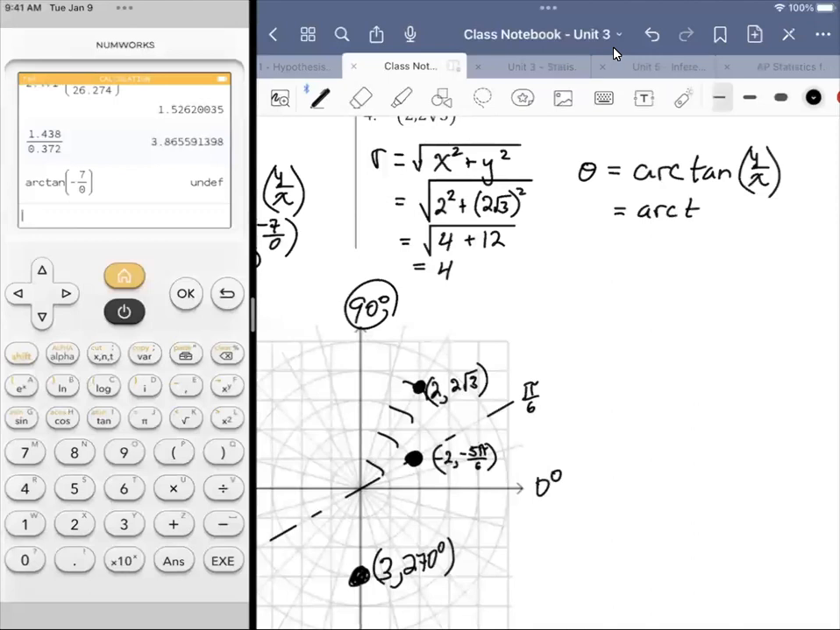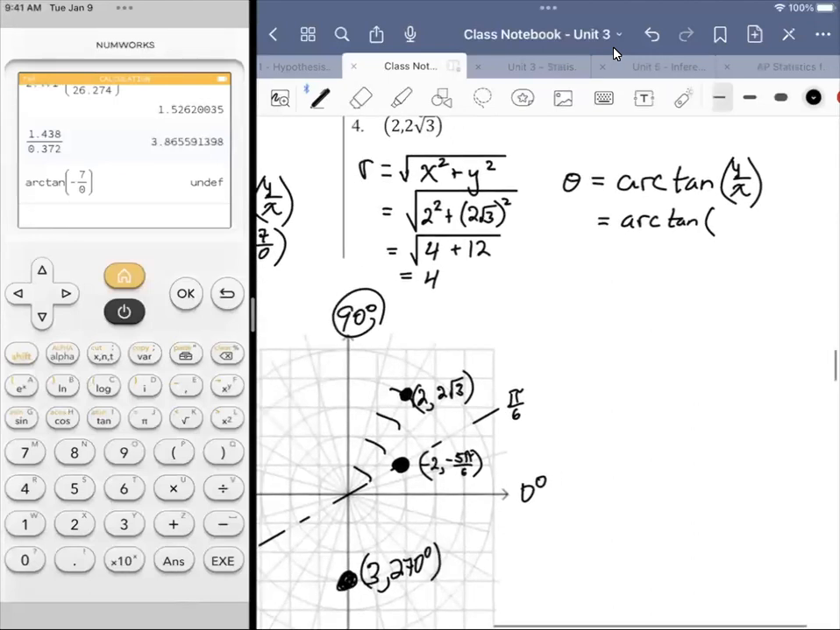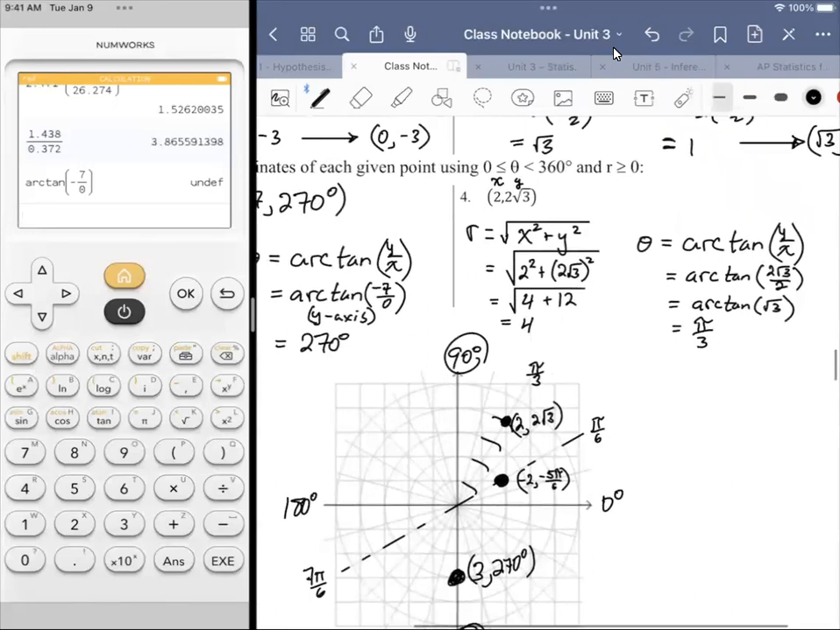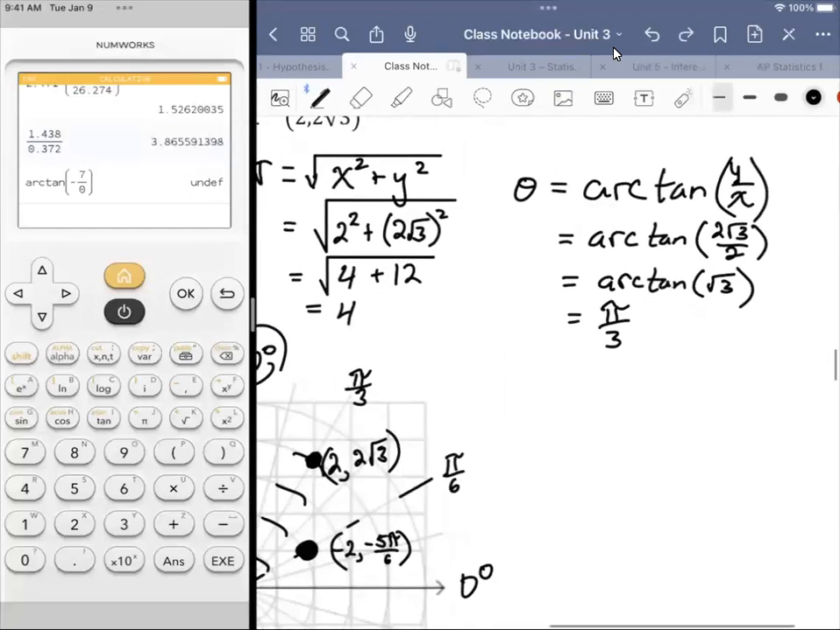Arctan of y over x, 2 radical 3 over 2. So that's the same as saying arctan of rad 3. Now, you'd be forgiven if you didn't know that that was pi over 3 or 60 degrees. When they don't give you instructions, you can go in whatever form you want. They said that we want theta as a degree. So even though I'm used to doing pi over 3, I would convert that to 60 degrees.